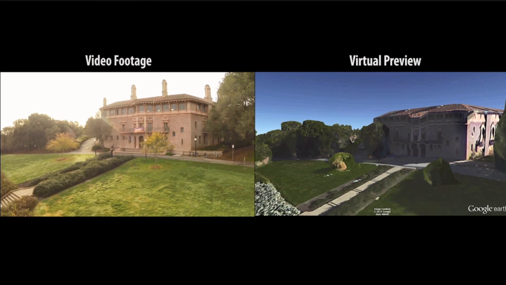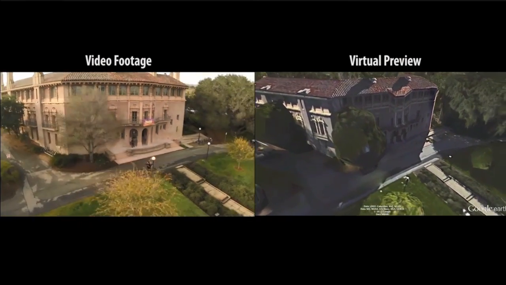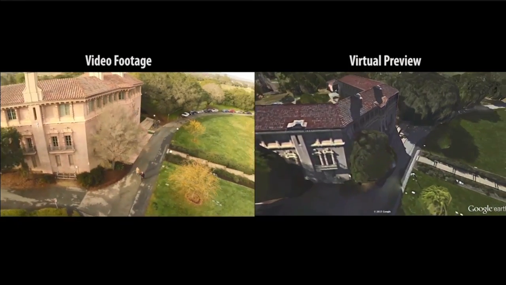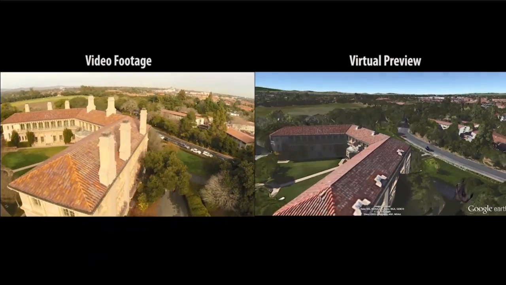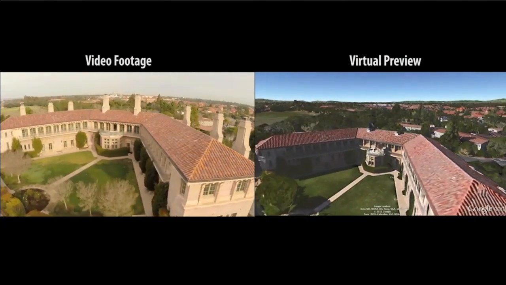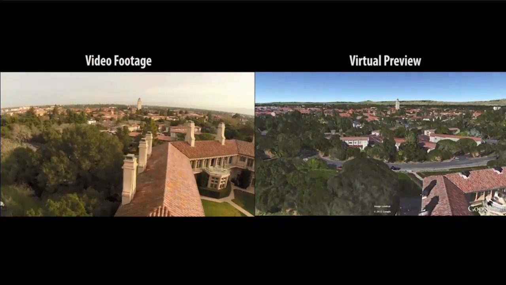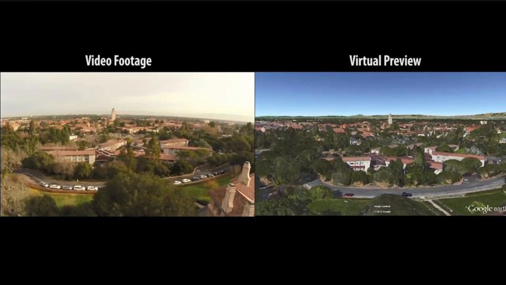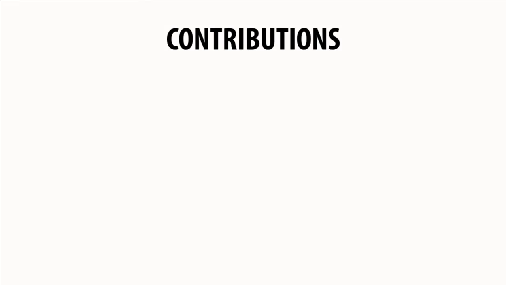Because we are explicitly enforcing feasibility, the shots generated by our algorithm can be captured safely and accurately with a real quadrotor camera. Here's the same shot I showed on the previous slide. On the left, we see real video footage of the feasible shot generated by our algorithm, and on the right, we see the virtual preview from our app. And this concludes the demo.